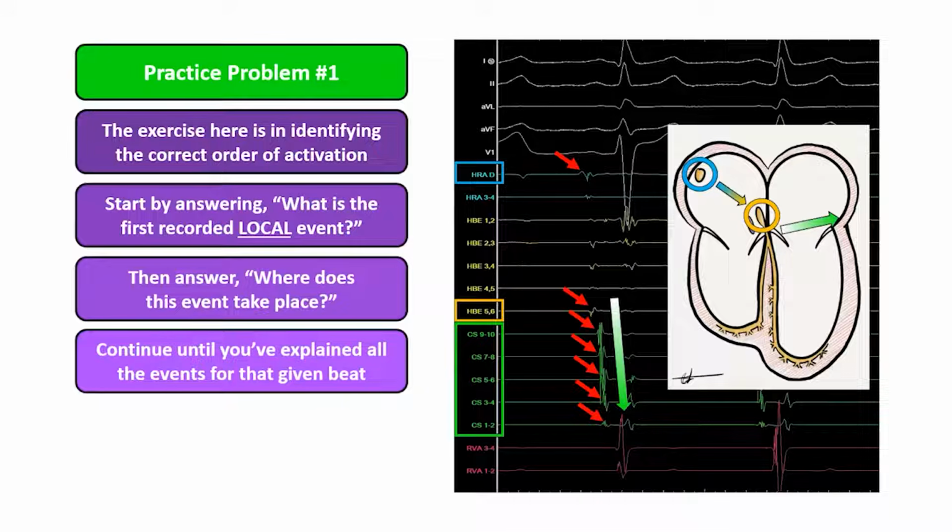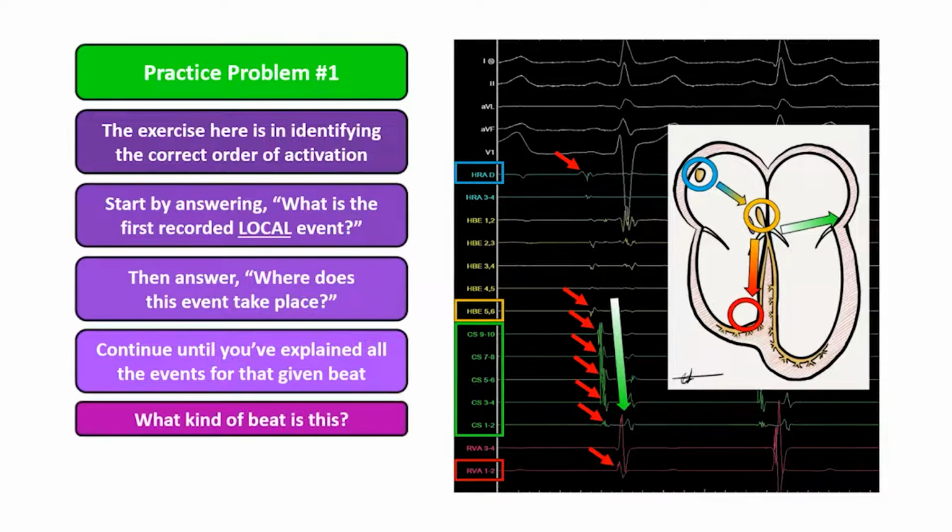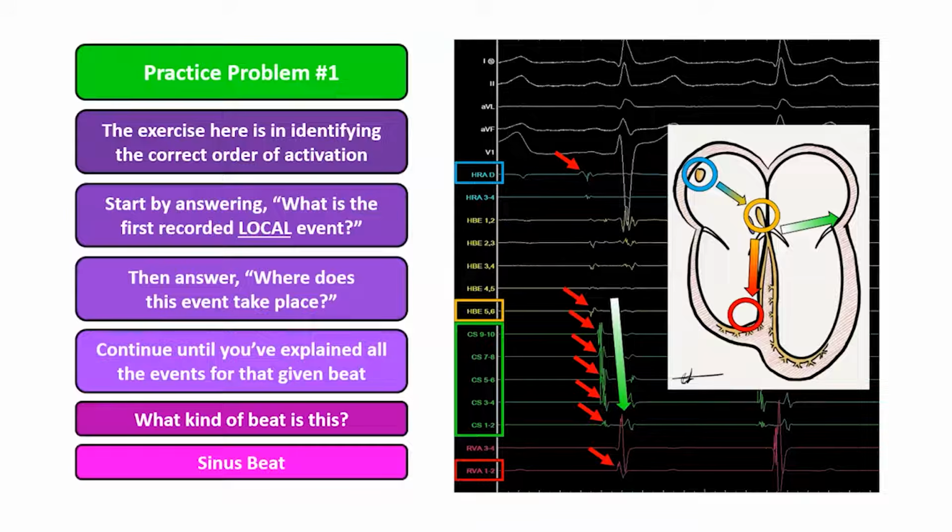And then, here, on the RV apical catheter, we can see a near-field ventricular electrogram, which coincides with our global surface QRS, thus representing ventricular depolarization. So, if I were to ask you how to describe this beat, what might you say? Well, we'd probably conclude that this is likely a sinus beat.